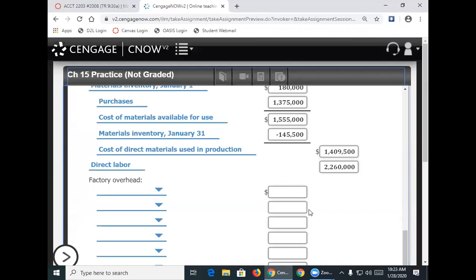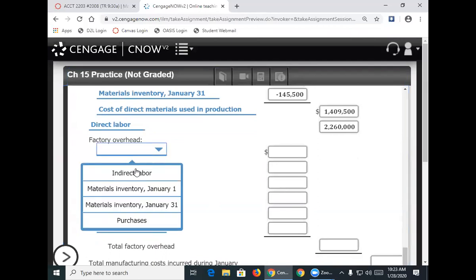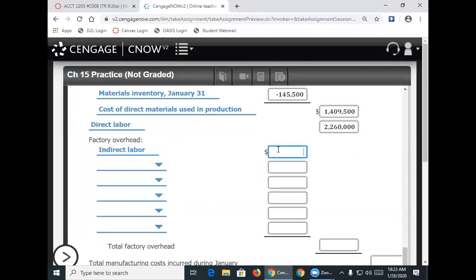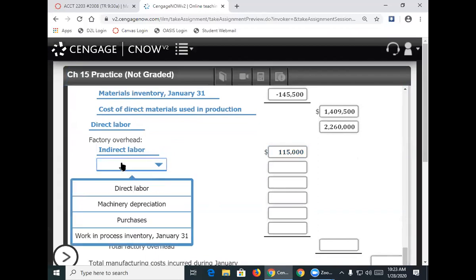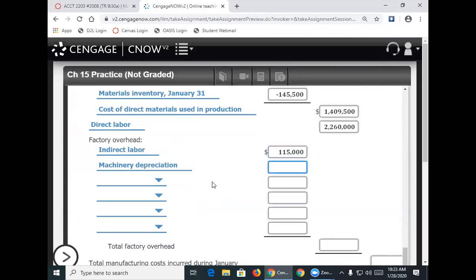And then we have our factory overhead. Well, we've already added it all up, but in the statement, we're going to put them all in separately. But at least we have the total. So these are all given. We had indirect labor, 115,000. Machinery depreciation, 90,000. Heat, light, and power, 55,000.